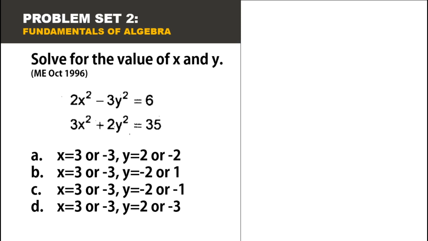Solve for the value of x and y in the following equations. We have 2x squared minus 3y squared is equal to 6. We have 3x squared plus 2y squared is equal to 35.